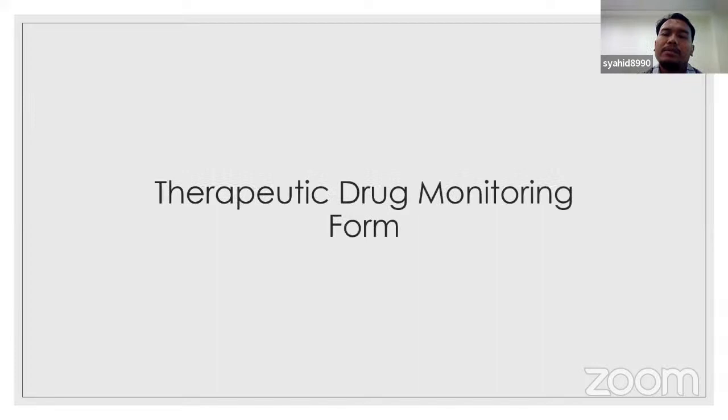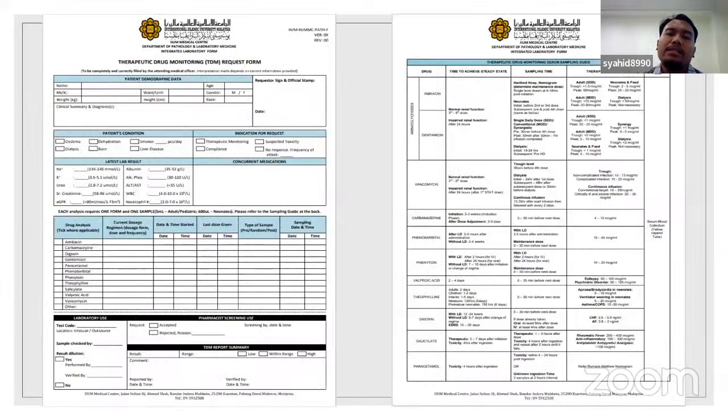Okay, therapeutic drug monitoring form. This is an example of the therapeutic drug monitoring form. If you have seen the hard copy of this form, it is usually purple in color. This form is not the latest version, because in the latest version we have already added methotrexate, and cyclosporine in the drug analysis table.